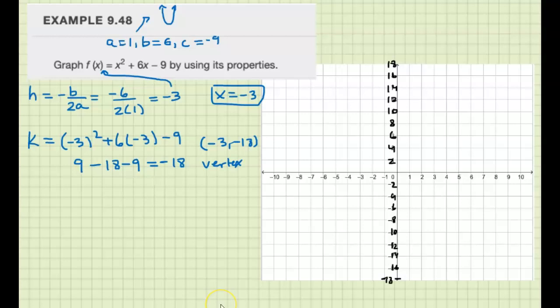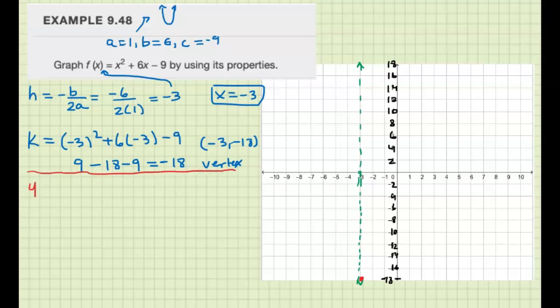Okay, so the axis of symmetry is at negative 3. This is that vertical line, which is really not part of the graph, but it helps us use symmetry to fill in some of the blanks. And the vertex is at negative 3, negative 18, so it's all the way down here, and then I know it turns up, so I have plenty of room to draw it.